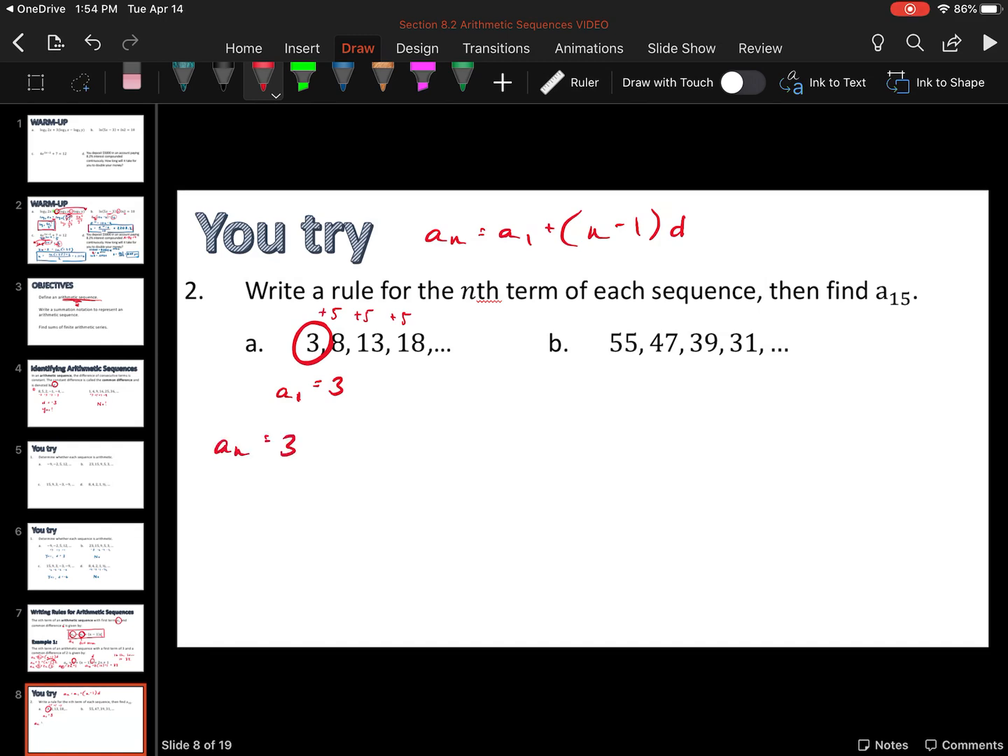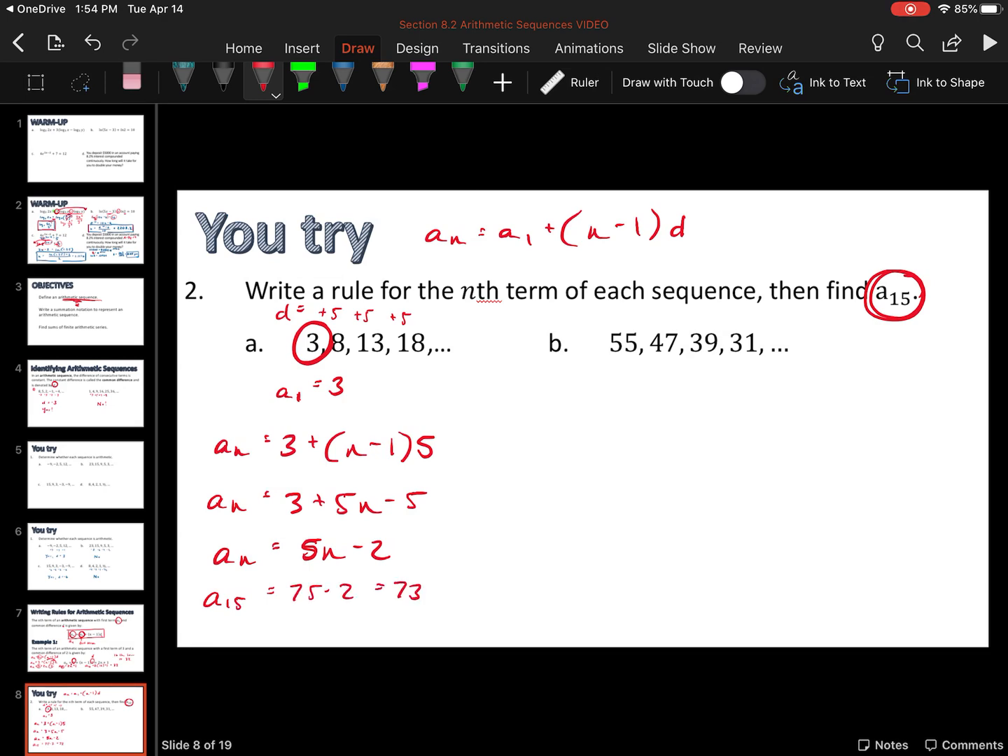A sub n is going to be equal to 3, which is my first term, plus n minus 1. The common difference was 3 here. I'm sorry, the common difference was 5. That was my D. And then when we multiply this out and distribute, we get 3 plus 5n minus 5. Combine your like terms. A sub n is equal to 5n minus 2, which means that if I ask you for the 15th term, a sub 15, we're going to plug in 15 for n. 15 times 5 is 75 minus 2. That would be 73. So I would write this out as a of 15 is equal to 73.